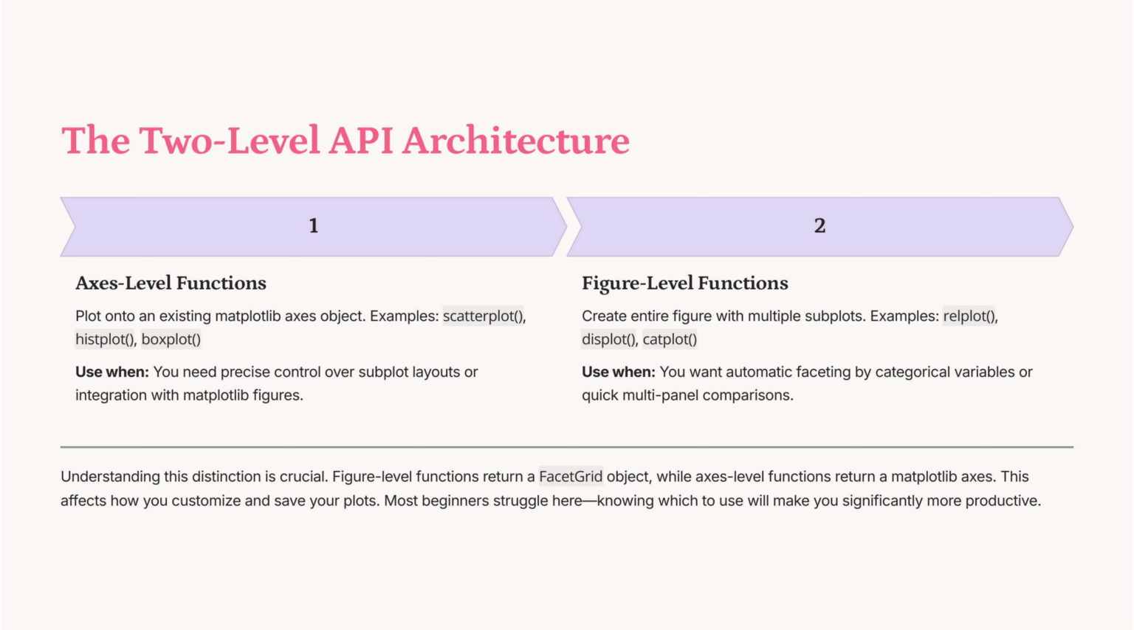Seaborn's two-level API architecture consists of axis-level and figure-level functions. Axis-level functions like scatterplot and histplot plot on existing Matplotlib axes, ideal for precise control. Figure-level functions like relplot and catplot create entire figures with multiple subplots, perfect for automatic faceting. Understanding these distinctions enhances plot customization and productivity.